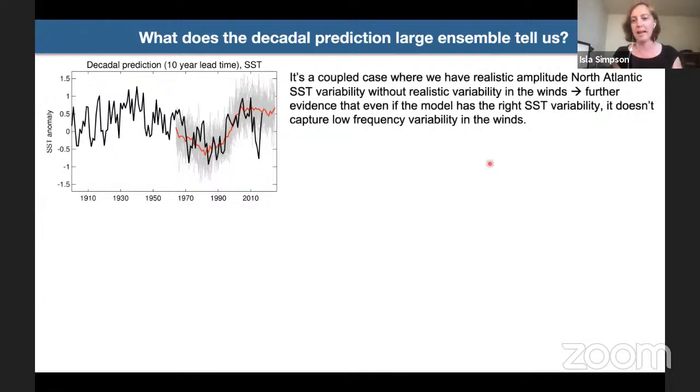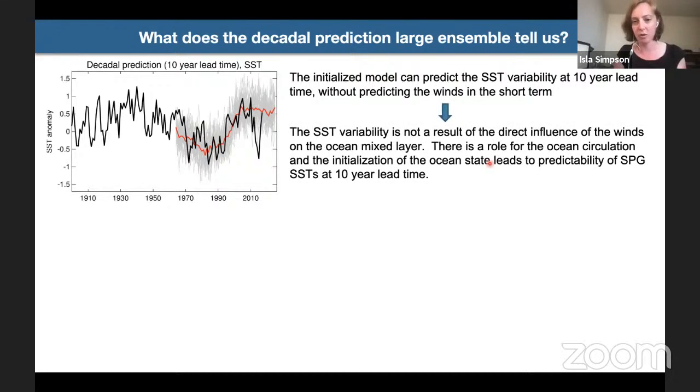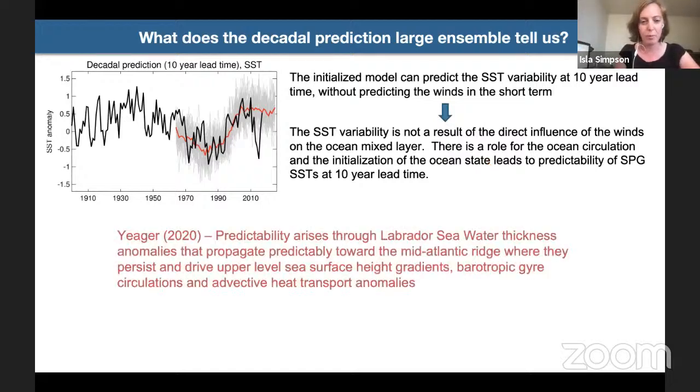So just to summarize what the DPLE tells us, well, first of all, it's a coupled case where we have realistic amplitude SST variability without realistic variability in the winds. So it's more evidence that if you give the model the right SST variability, it doesn't capture the low frequency variability in the winds. But perhaps more importantly, the initialized model can predict the SST variability at 10-year lead time without predicting the winds in the short term. So this SST variability is not simply a result of the direct influence of the winds on the ocean mix layer. There's a role for the ocean circulation, and the initialization is giving us that information.